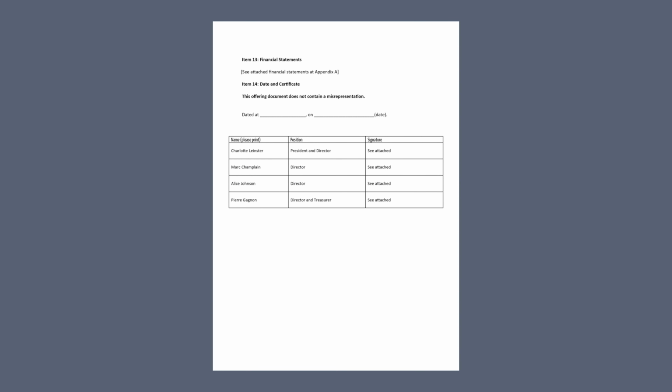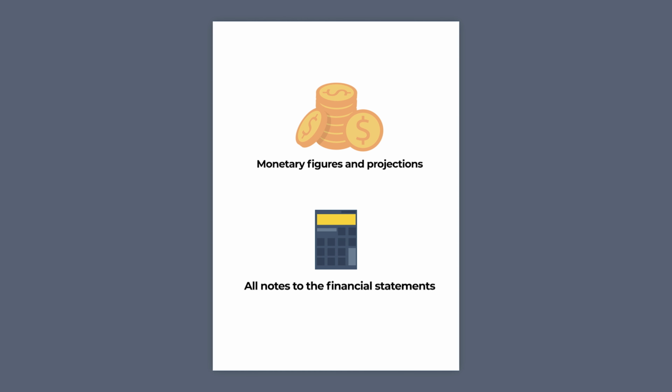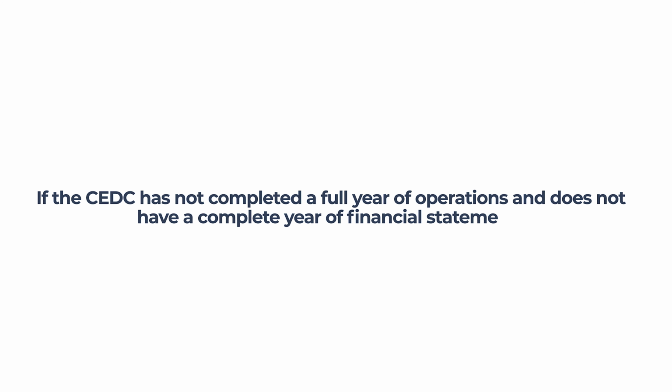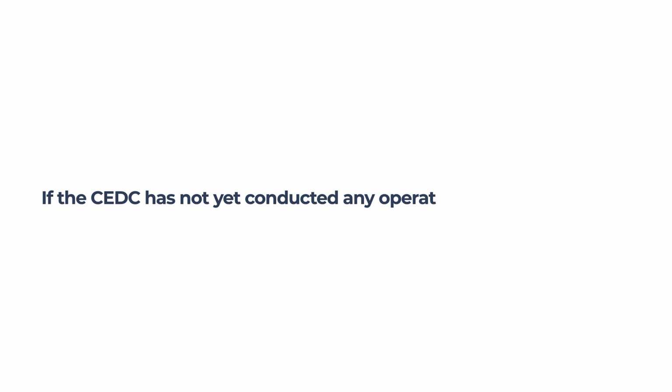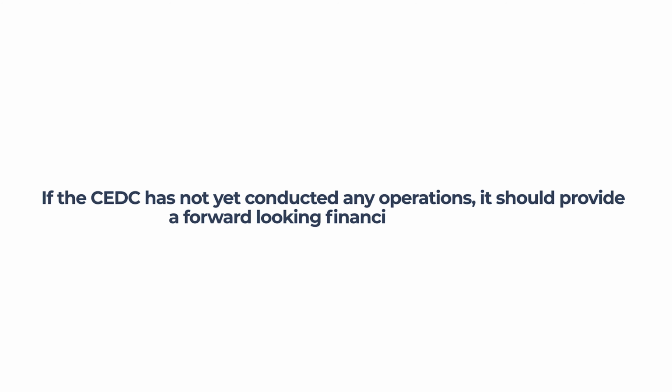The last section of the offering document, before the date and signed certificate, is the CEDC's most recent financial statements for its last fiscal year. The information included in the CEDC's financial statements must be consistent with the information provided in the offering document. This includes all monetary figures and projections, as well as all notes to the financial statements. If the CEDC has not completed a full year of operations and does not have a complete year of financial statements, it should provide a partial financial statement depicting its operations so far. If the CEDC has not yet conducted any operations, it should provide a forward-looking financial projection.